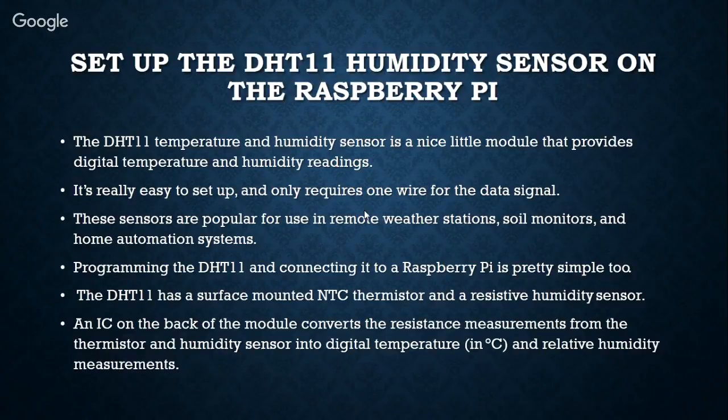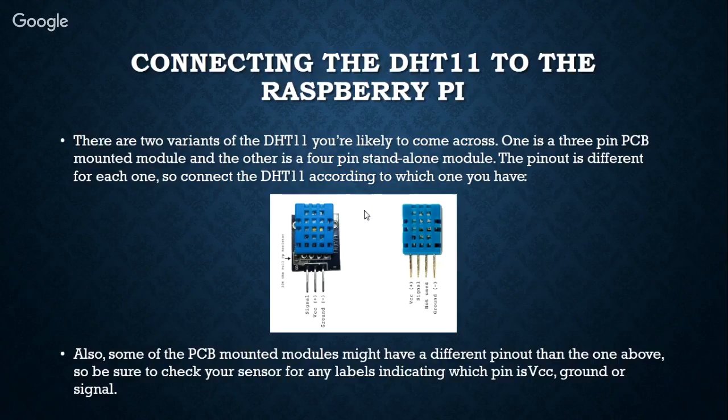DHT11 has a surface mounting NTC thermistor and a resistive humidity sensor. So basically, you can connect this sensor with the Raspberry Pi and write a code in Python where you can find out exactly what the temperature and humidity of your room is.